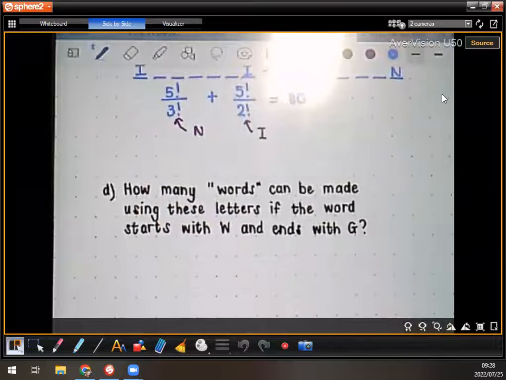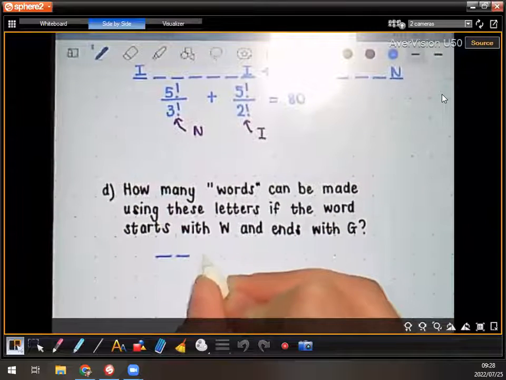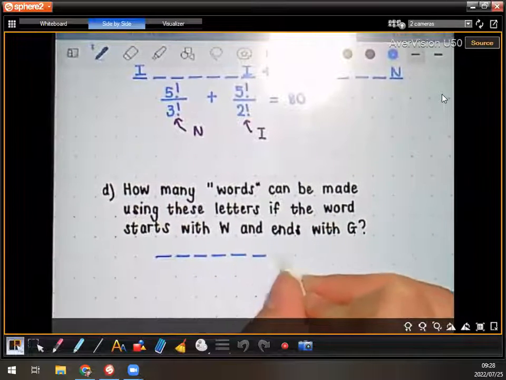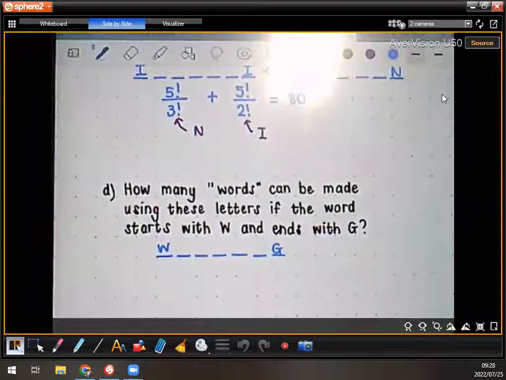How many words can be made using these letters if the word starts with W and ends with G? Okay, so again, I'm going to do my 7 slots. 1, 2, 3, 4, 5, 6, 7. Now that has to be a W and that has to be a G. So those 2 are fixed. Right, so there's only 1 option for the first letter and 1 option for the last letter. In between, we still have 5 letters.